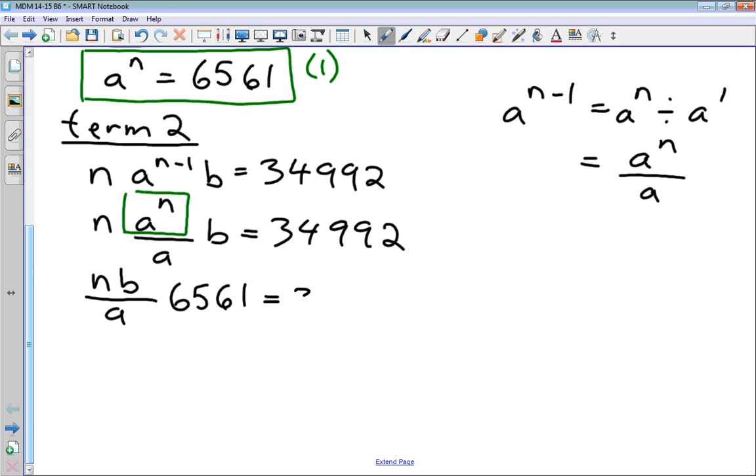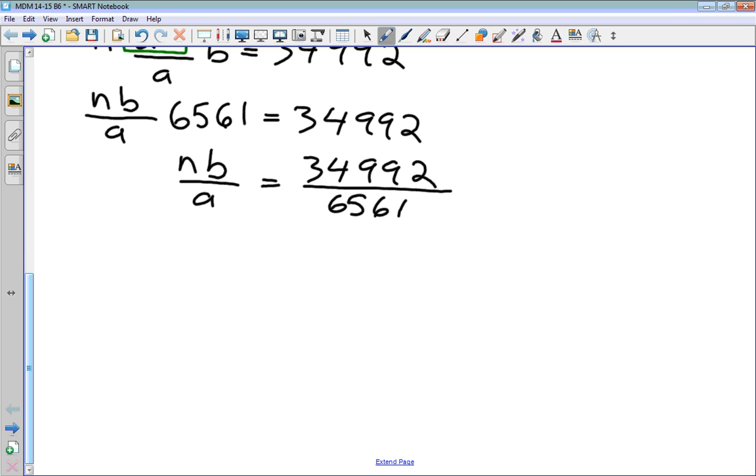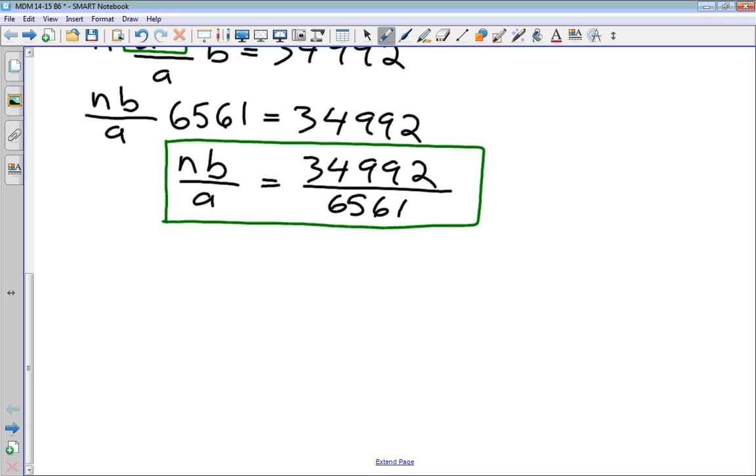And this is still equal to 992. Okay. Now, I can't solve this, but I can bring all of the numbers over to the other side here. So this will be 34,992 divided by 6561. So nb divided by a is equal to 34,992 divided by 6,561. I'm going to call that equation 2.